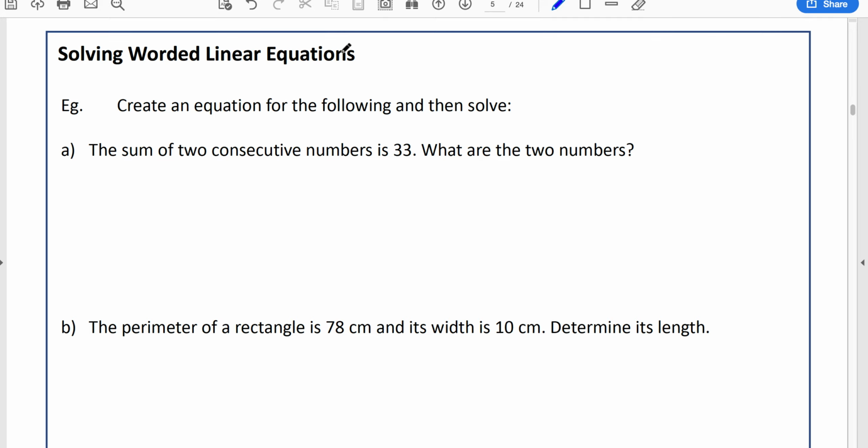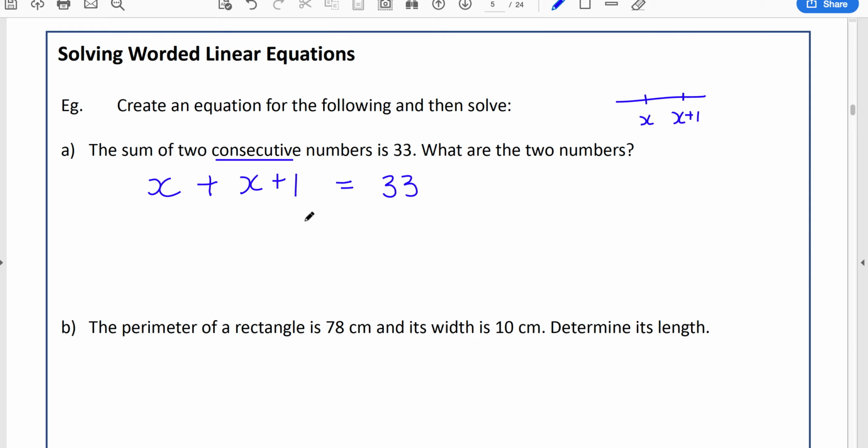So the sum of two consecutive numbers. What are the two numbers? So the sum is going to come to 33. So what I know is two things added together gives me 33. Now the problem is I need to use some letters for these two numbers. So the first one I usually go with is x. Now consecutive means numbers that are side by side, one after another on the number line. So consecutive numbers, if I have one on a number line, this one's x. The very next one is actually going to be one greater. It's going to be called x plus 1.